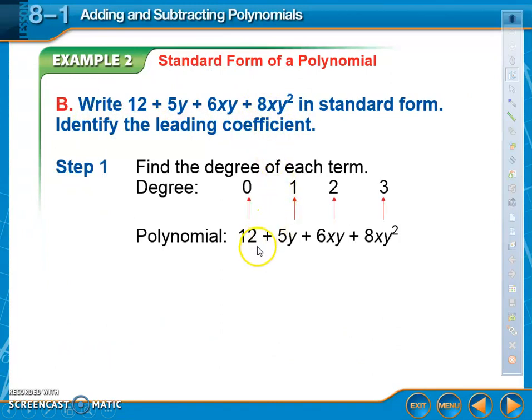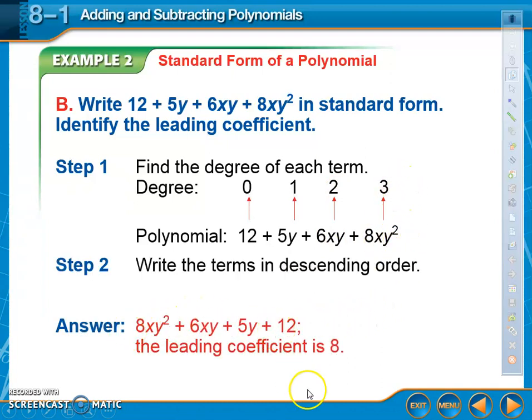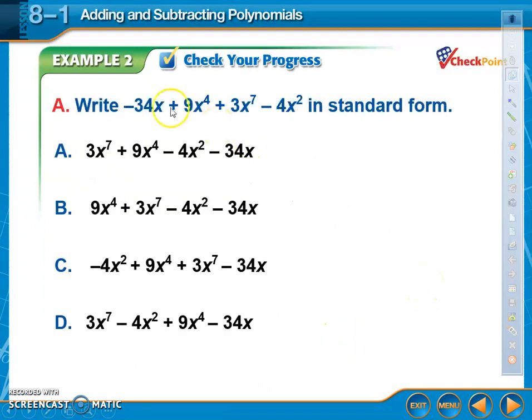Okay, so we look at this thing right here, and we're going to write it in standard form. Well, looking, 12 has a degree of 0. If you considered like 12x to the 0 or y to the 0, that would just be 1, okay? That's why they say it has a degree of 0. Anytime a number is by itself, the degree is going to be 0. 5y is 1, xy, well, the x is 1, the y is 1, so that's 2, xy squared. You add those together, and it's 3. So you write them like that. Leading coefficient is 8.